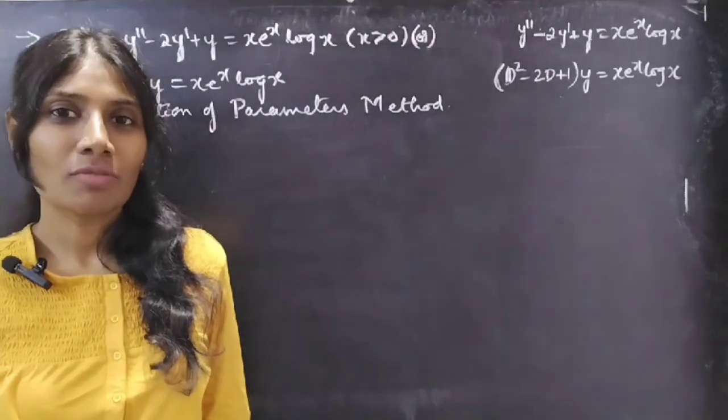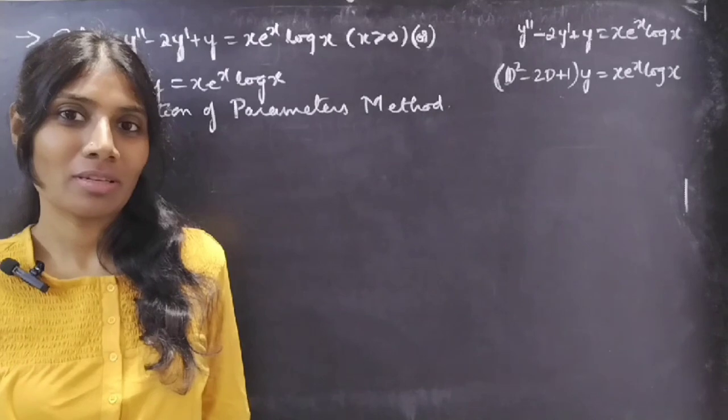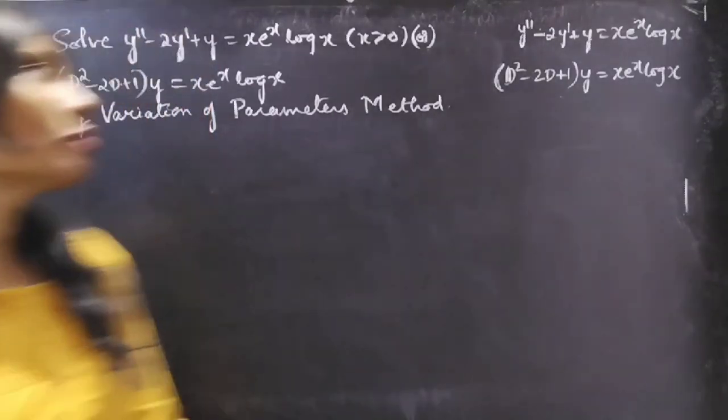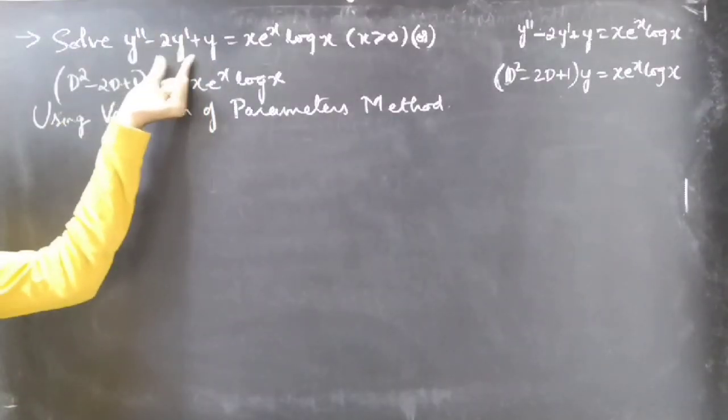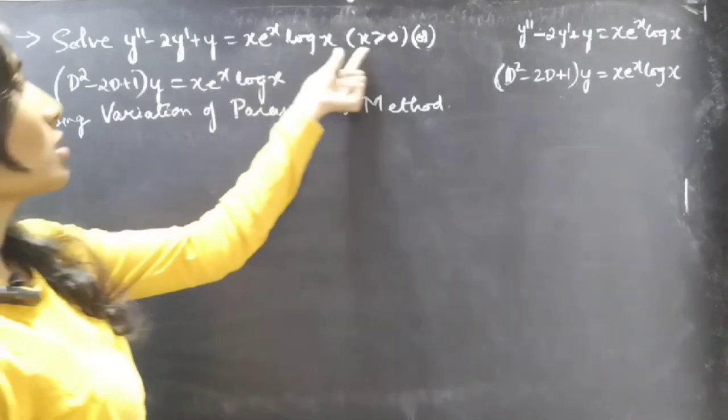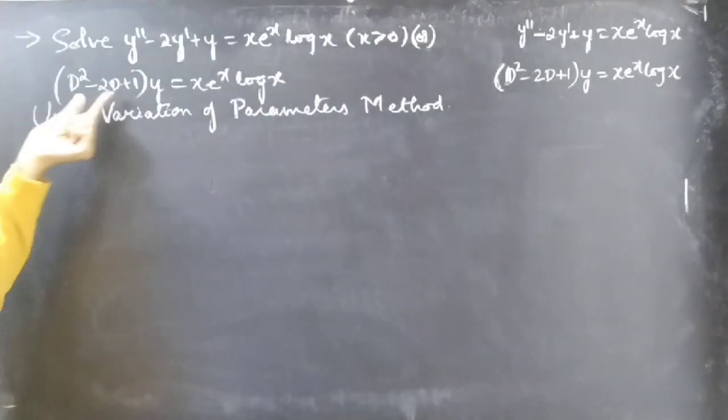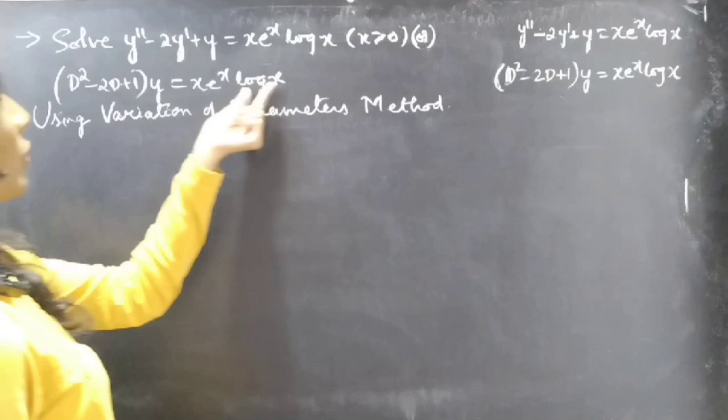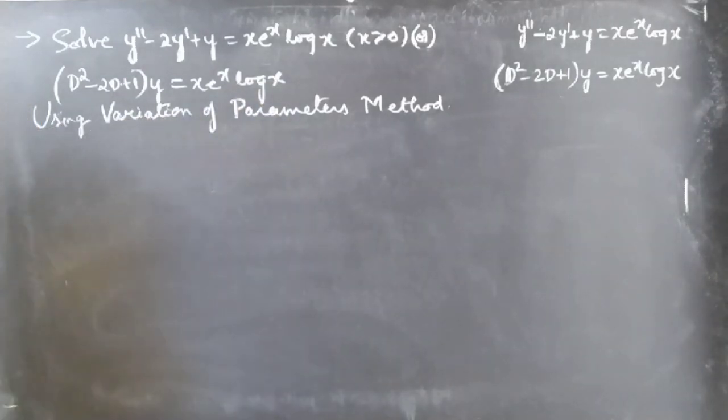In this video, we're going to solve a differential equation using variation of parameters method. So let's get going. Problem: solve y'' - 2y' + y = x e^x log x for x > 0, or (D² - 2D + 1) y = x e^x log x, using variation of parameters method.